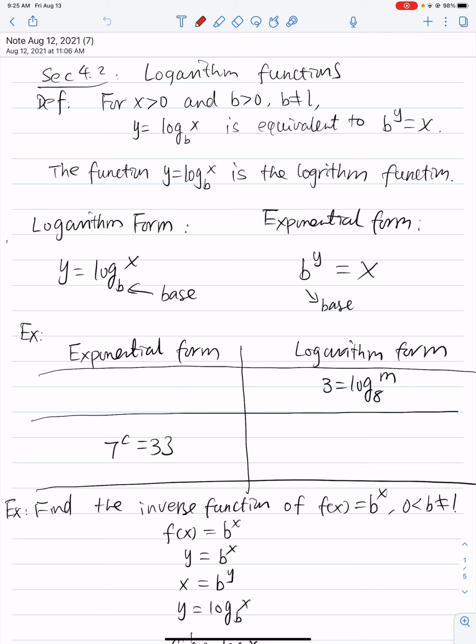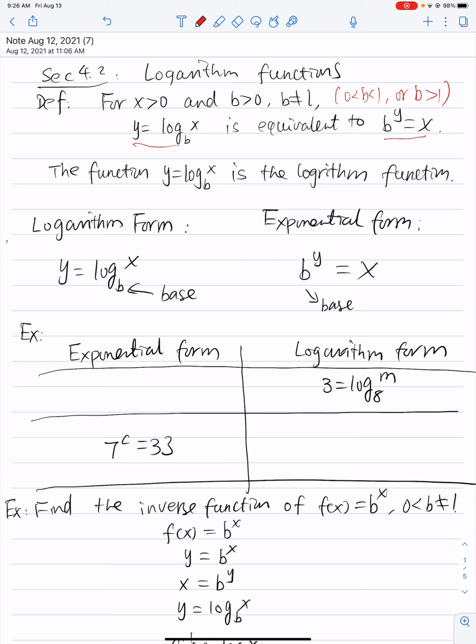Okay, so we wanted to continue with logarithm functions. So what are logarithm functions? Actually, logarithm functions are defined from the exponential functions. For x bigger than 0, b bigger than 0, b cannot be equal to 1. This means two parts: 0 less than b less than 1, or b bigger than 1. Okay, y equal to log_b x is equivalent to b^y equal to x. So these two things are exactly the same. And y equal to log_b x is the logarithm function.